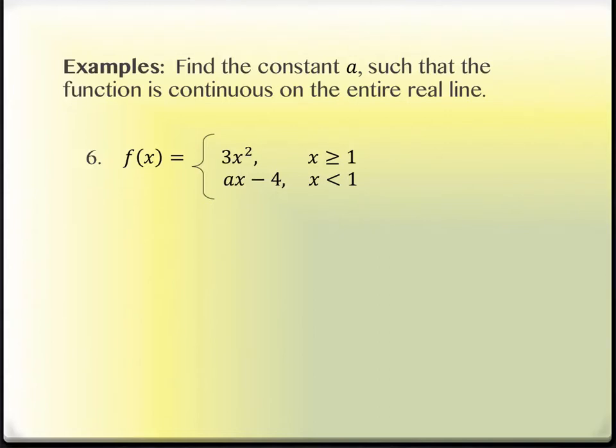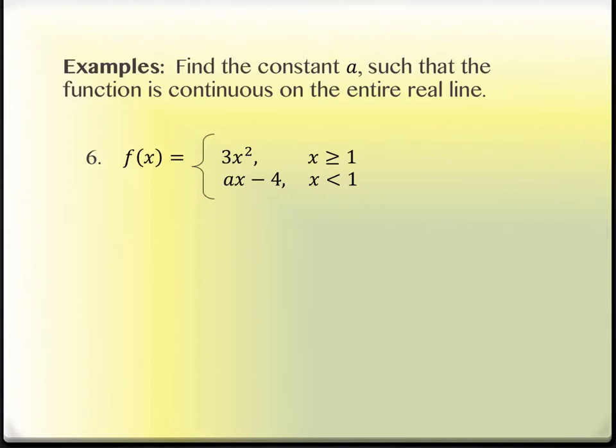So you'll notice that this function says to find the constant a such that the function is continuous on the entire number line, or the entire real line. And 3x squared doesn't have an a in it, but the other one does. It says ax minus 4.